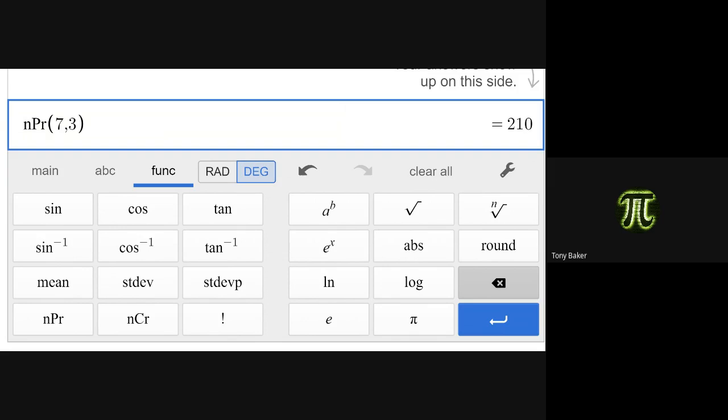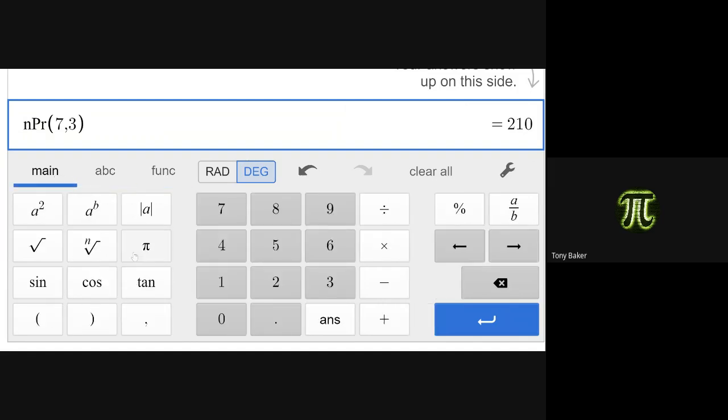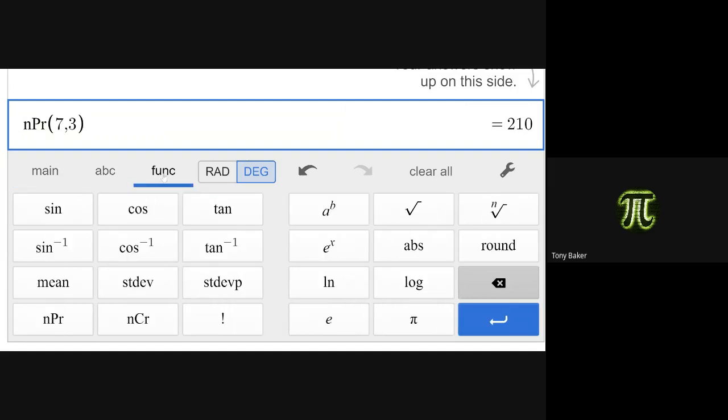Yes. So like, how did you bring up the nPr on the calculator? So on Desmos, see where it normally starts off here, click function, and it's going to be right there. Does it matter if I mix up where the 3 and the 7 go? I don't think it'll actually give you the answer. I think it'll say undefined. Or it'll say 0.